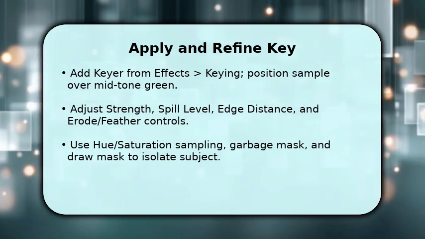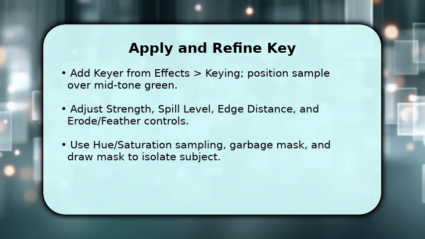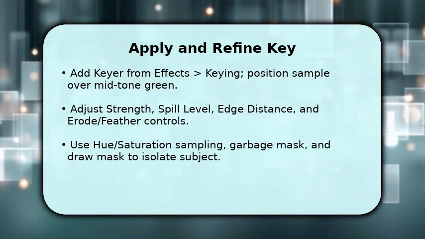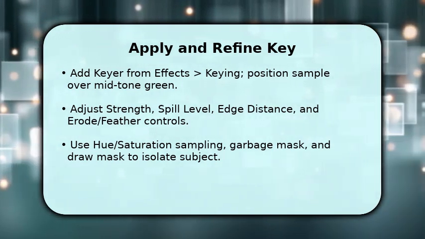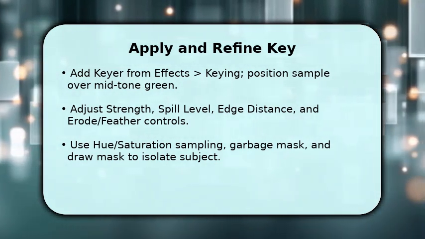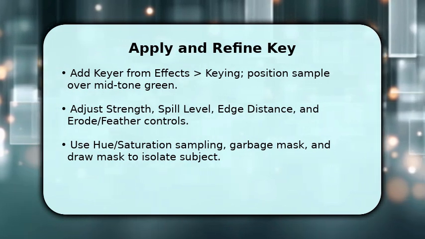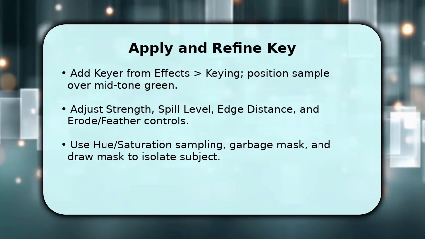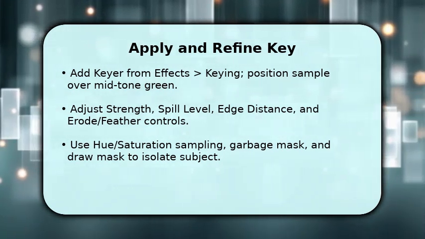Then refine, reduce spill level to remove color cast, tweak edge distance, and erode to tighten the matte, and use feather to soften transitions. If hair or semi-transparent areas remain, use hue/saturation controls to desaturate fringe tones, and add a draw or garbage mask to exclude problematic edges.